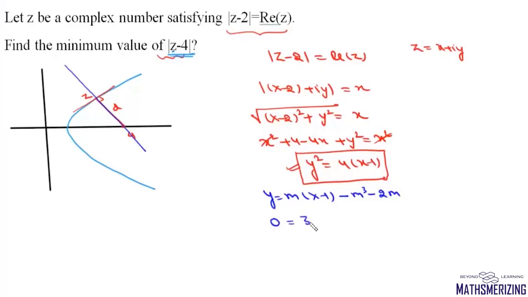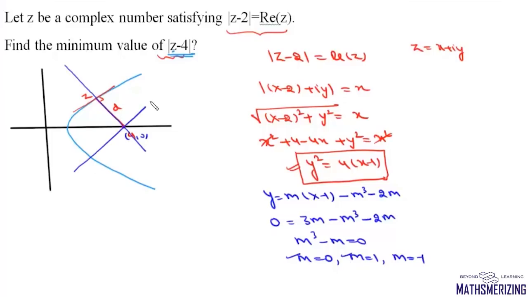So it will be 0 = 3m - m^3 - 2m. So it will be m^3 - m = 0. We'll get three values of m. Either m is 0 or m is 1 or m is -1. Now three normals can be drawn from this point (4, 0). We need to find the shortest distance from this parabola.